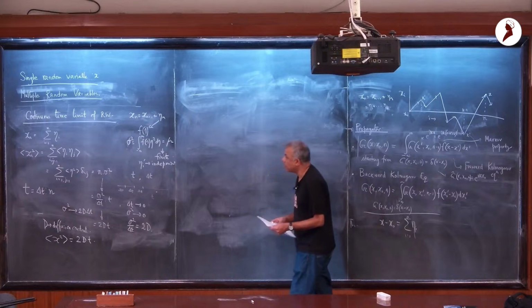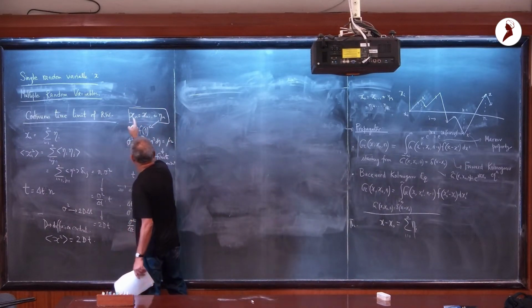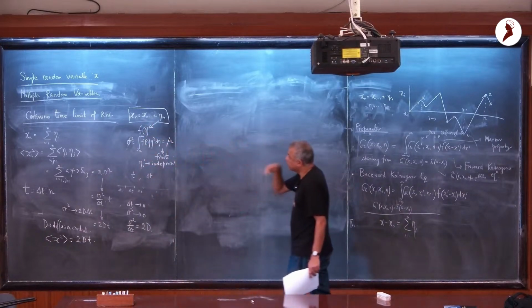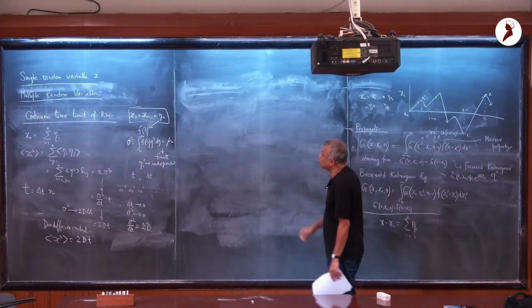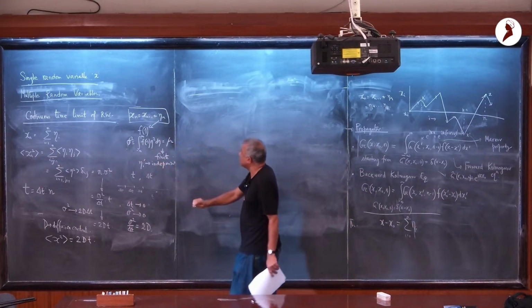Now, can we write down this Markov jump process that we had also in a Brownian motion language, continuous time language? What's the continuous time analog of this discrete jump process?